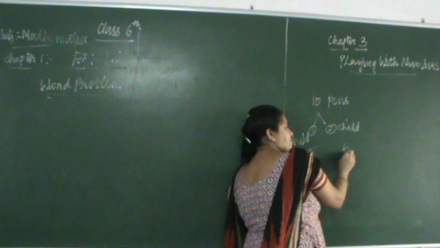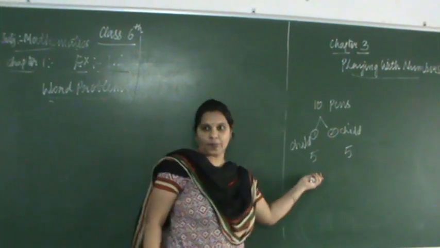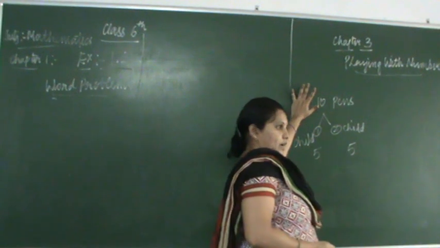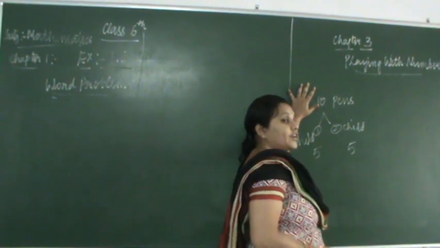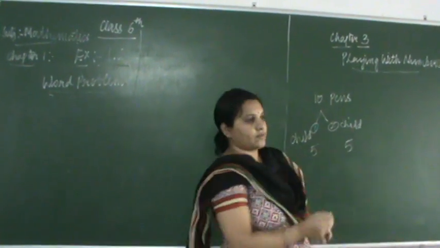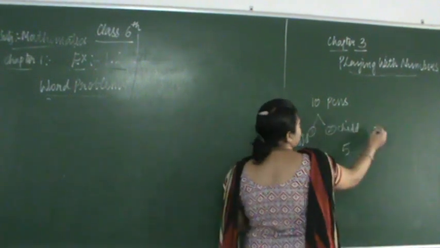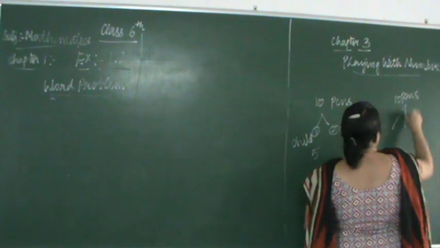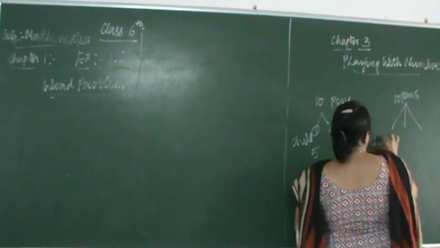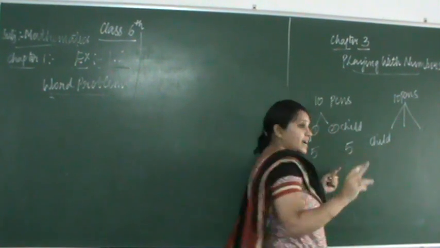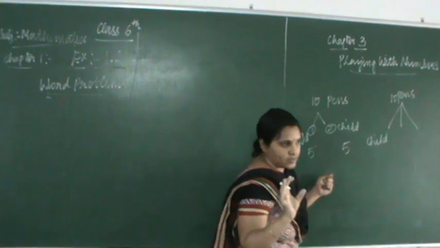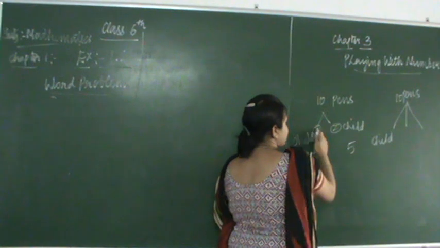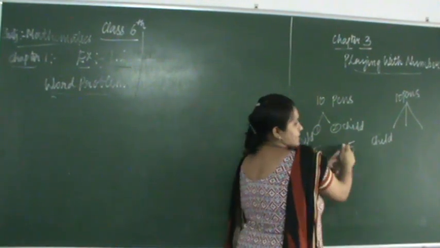Child 2 will get 5 pence. Yes or no? Yes. Now the same 10 pence I have to divide among 3 children. Child 1, child 2, child 3. Is it possible, children, for me to divide among 3 children? But each child should get the same amount of pence. Each child will be getting 5 here. Second child will be getting 5 here.